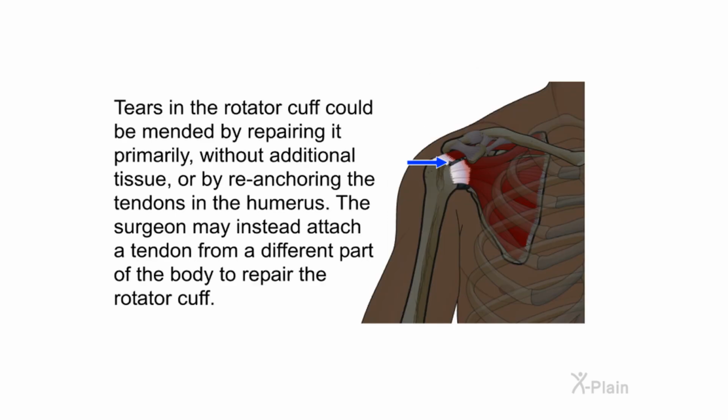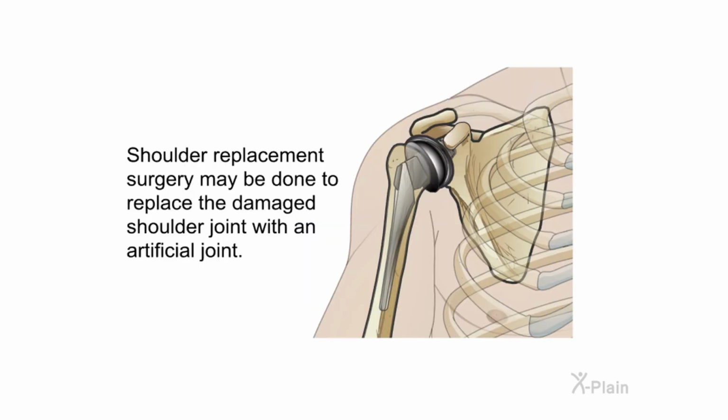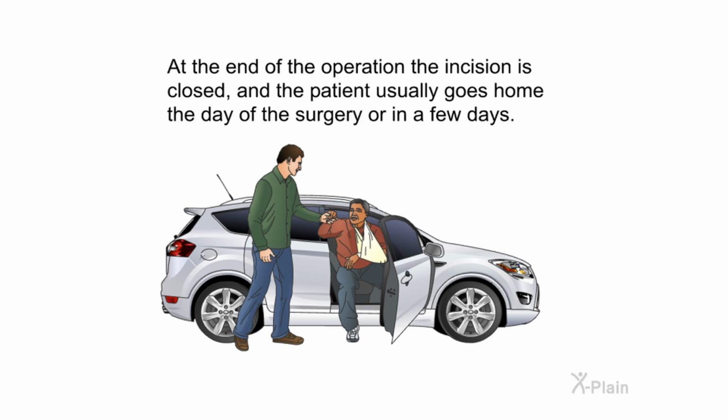Tears in the rotator cuff could be mended by repairing it primarily without additional tissue or by re-anchoring the tendons in the humerus. The surgeon may instead attach a tendon from a different part of the body to repair the rotator cuff. Part of the bone pinching the rotator cuff could be shaved to make more space for the tendons. Shoulder replacement surgery may be done to replace the damaged shoulder joint with an artificial joint. At the end of the operation, the incision is closed and the patient usually goes home the day of the surgery or in a few days.